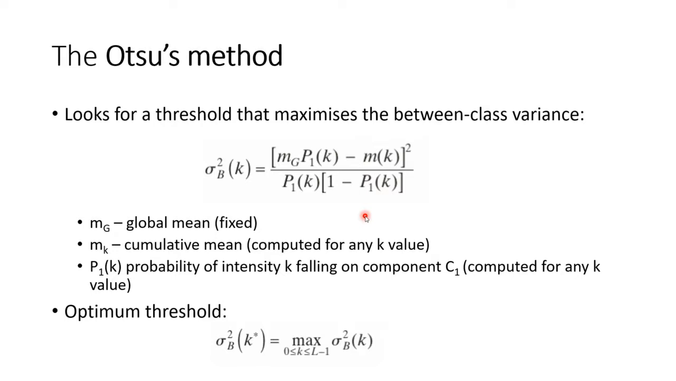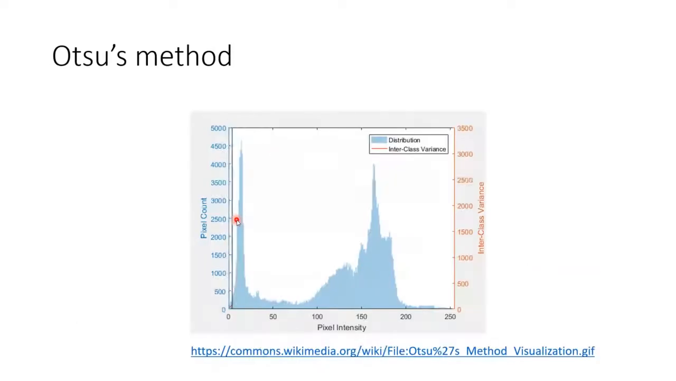Maybe it will become clear in a demonstration in the next slide. And this probability P1(k) is just the probability of the intensity k falling on component C1, computed for any k value. Then we get this maximum threshold, which is basically the maximum value of the between-class variance. So that's the demonstration.